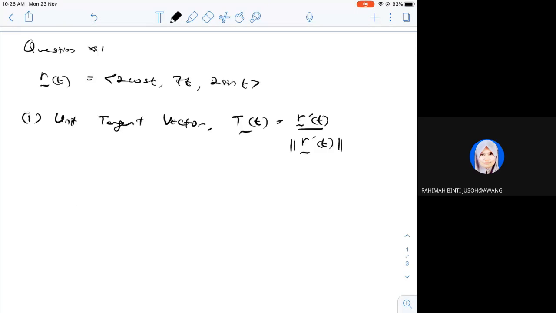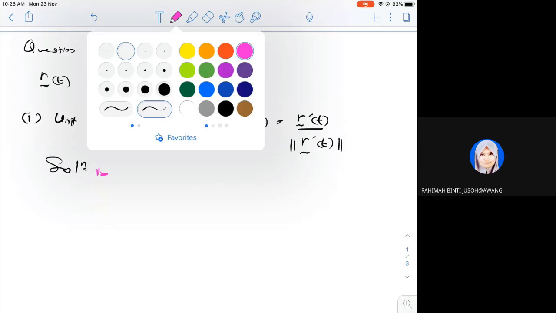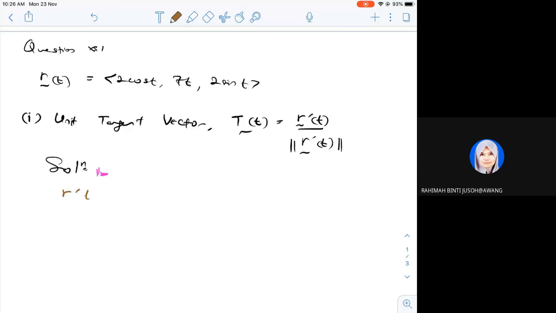Of course, first of all, what you should do is differentiate. So, solution: find your r prime t. Open the sharp bracket for the vector. Differentiate 2 cos t. What should you get? Negative 2 sin t. Well done. Differentiate 7t: 7. Good. How about differentiating 2 sin t? 2 cos t. Yes, 2 cos t.